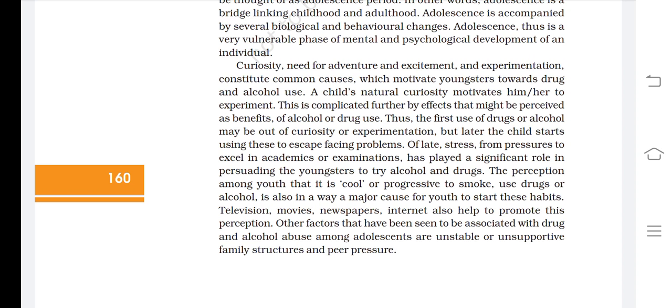Thus, the first use of drugs or alcohol may be out of curiosity or experimentation, but later the child starts using these to escape facing problems. Of late, stress from pressures to excel in academics or examinations has played a significant role in persuading youngsters to try alcohol and drugs. The perception among youth that it is cool or progressive to smoke or use drugs or alcohol is also, in a way, a major cause. Television, movies, newspapers, and the internet also help to promote this perception. Other factors associated with drug and alcohol abuse among adolescents are unstable or unsupportive family structures and peer pressure.